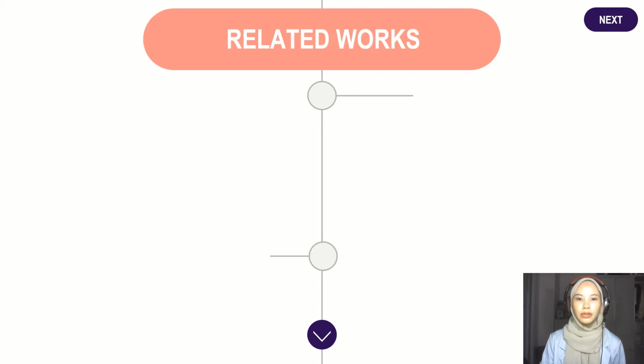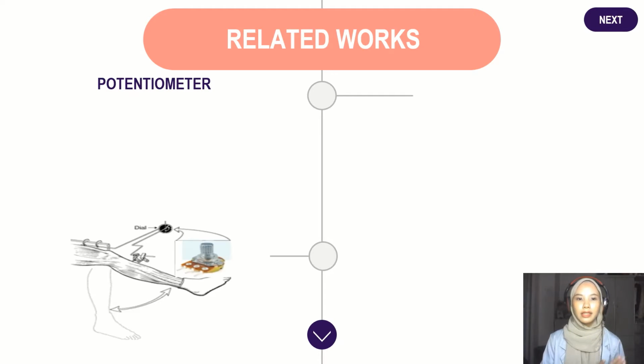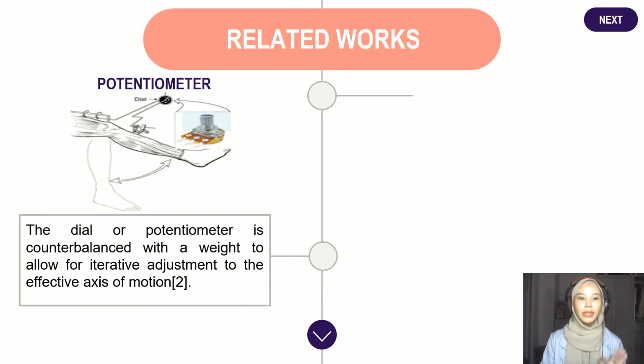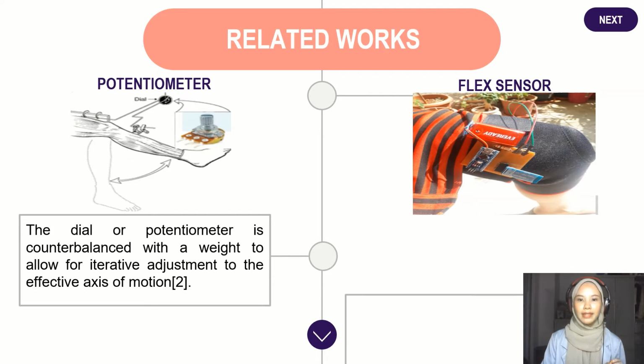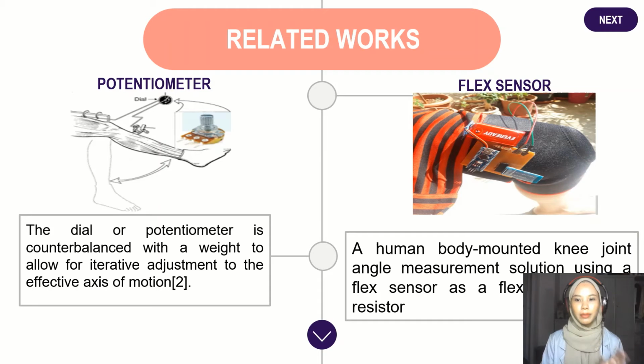Related work number 2 that I have researched is about sensors. Number 1 is the potentiometer, where the dial of the potentiometer is counterbalanced with a weight to allow for iterative adjustment to the effective axis of motion. So the potentiometer is set up for measuring flexion and extension angles. Number 2 is the flex sensor, a human body mounted knee joint angle measurement solution using a flex sensor as a flex or sensing resistor. This project proposes a portable, lightweight knee joint angle measurement system that can be easily put on and taken off through a wearable sensor.